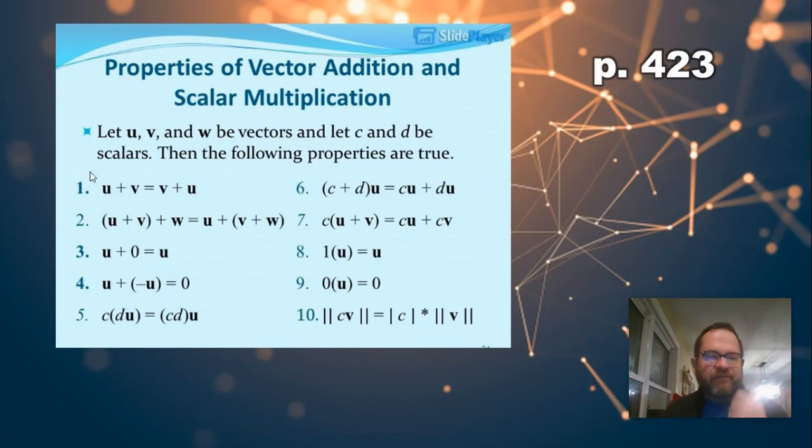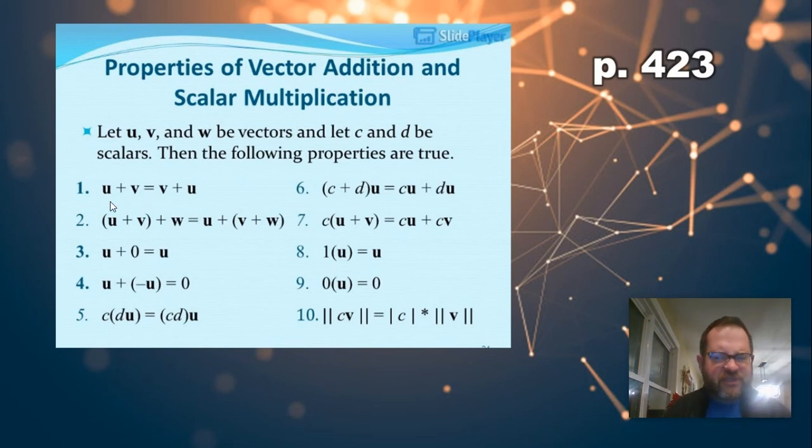Look how instead of putting little vector symbols on top of the U's and V's, they went ahead and did it just using the notation of the vectors being in bold. So let U, V, and W be vectors, and let C, D be scalars. Yeah, they're not in bold when they're scalars. Then the following properties are true.